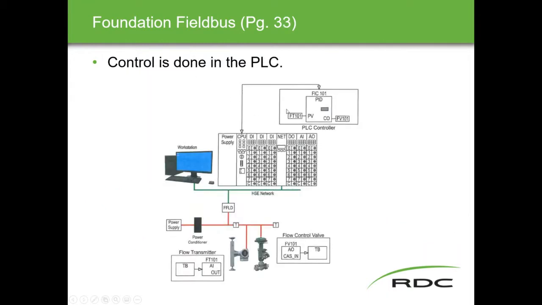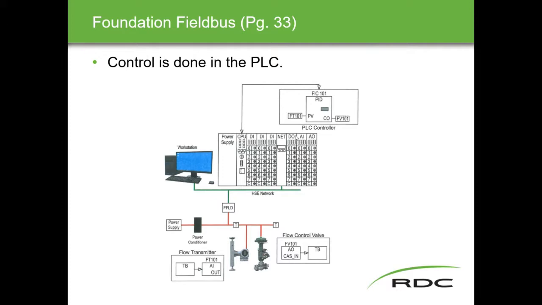Okay, control done in the PLC here, for example. In a regular system, I would have my transmitter coming to an analog input card, and then I'd go to my function block program, and it would execute PID algorithms based on the raw data from FT101 and then provide an output to FV101. Just to tie this all in, Foundation can take the information from the field device, in this case this Coriolis meter, it looks like, provide an output, and send it directly to the final control element, independent of the control system. Go ahead, Michael.